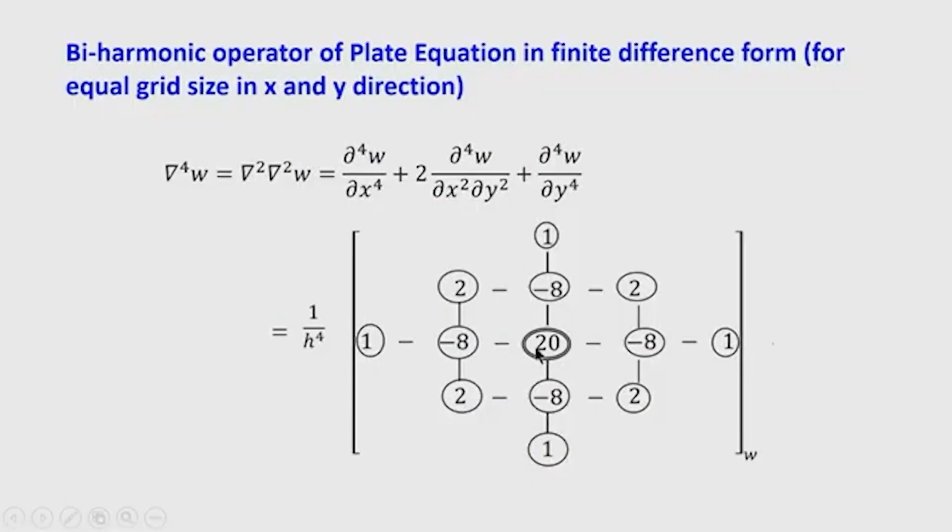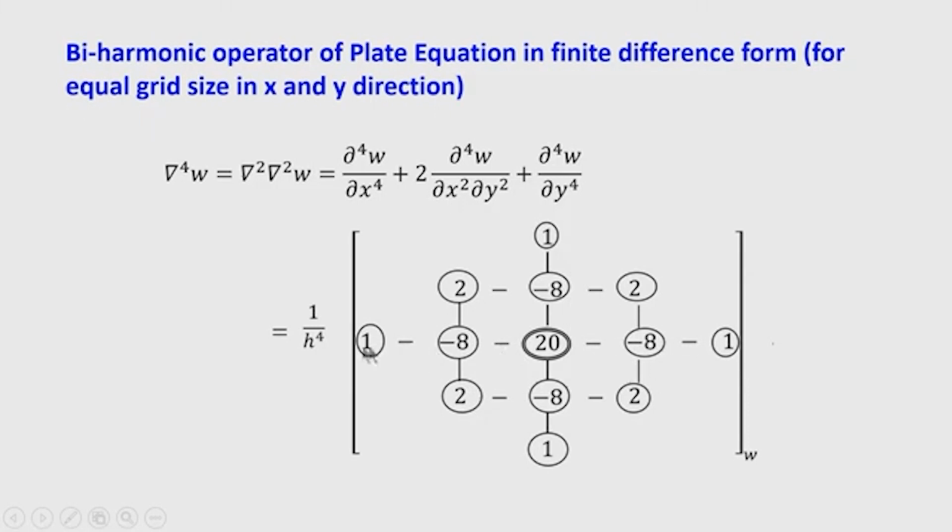Suppose there are, say, 10 or 12 nodes, and at a particular node, say node 5, you are centering the stencil. Then this value has to be placed at node 5, and the other molecule entries will automatically get their positions. Towards the left you find minus 8, 1 in the central line, and towards the right also minus 8, 1.